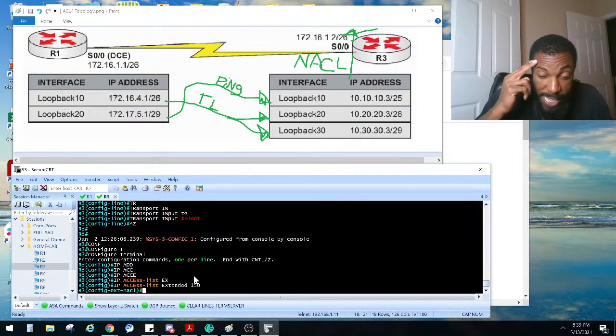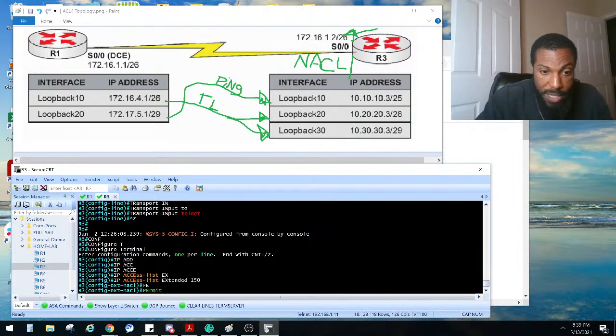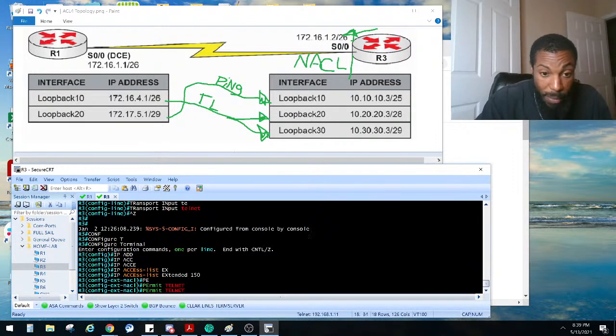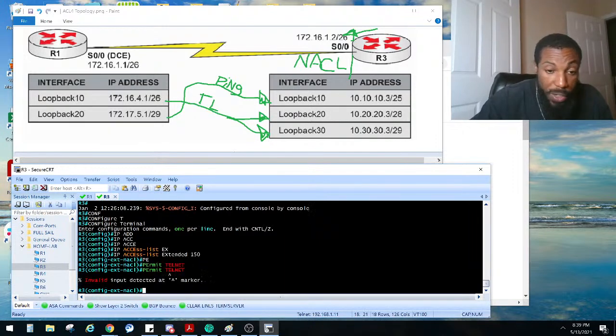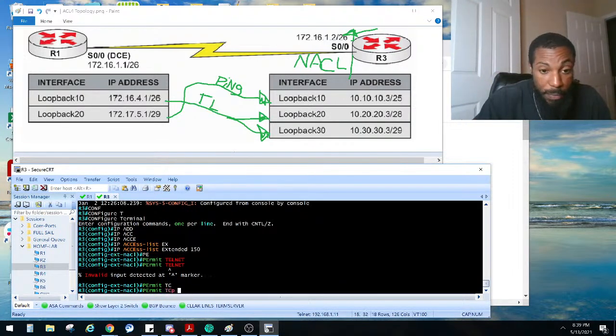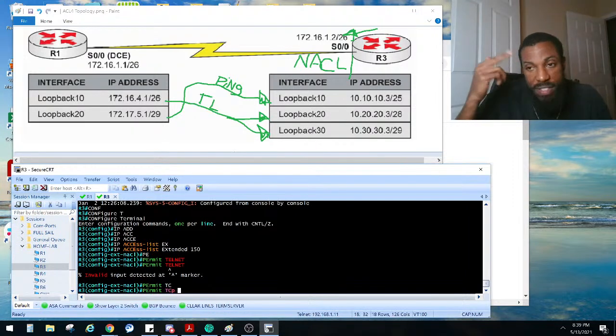Because we said allow, we know the keyword is permit, right? What are we going to allow? What's the source? Well, first we got to do the protocol. He said allow telnet. You can't just do telnet to permit telnet, right? It's not going to work. So you got to know what type of traffic is telnet. Is telnet TCP or UDP? I know by heart that it's TCP. That's how I remember it: telnet, TCP, they both start with T.